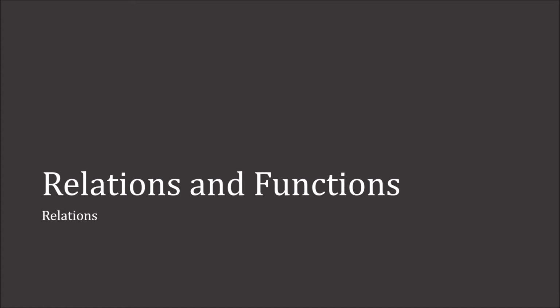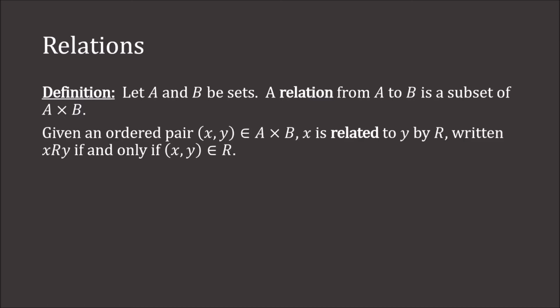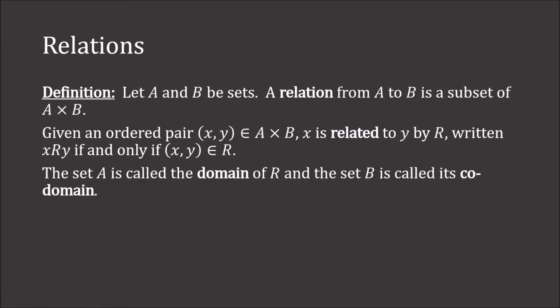We now begin studying relations and functions by looking at relations. So let A and B be sets. A relation from A to B is a subset of A cross B. Given an ordered pair (x, y) that is in A cross B, we say that x is related to y by R, which is written as x R y if and only if (x, y) is in R. This set A is called the domain of R, and the set B is called the codomain of R.